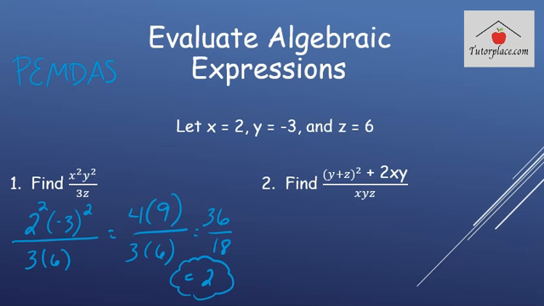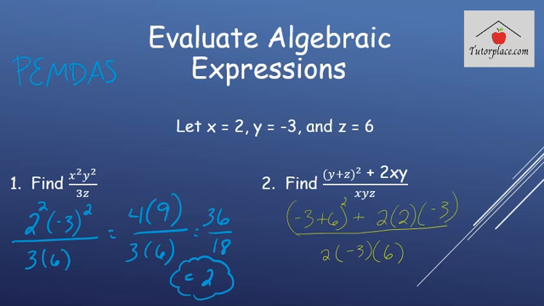Okay, in this next problem, we have y, which is negative 3, plus my z, which is 6, all of that squared, plus 2, and x is 2, y is negative 3, all over x is 2, y is negative 3, and z is 6. So a lot of times we make some careless mistakes by just plugging in the wrong number. So always be extra careful on that.